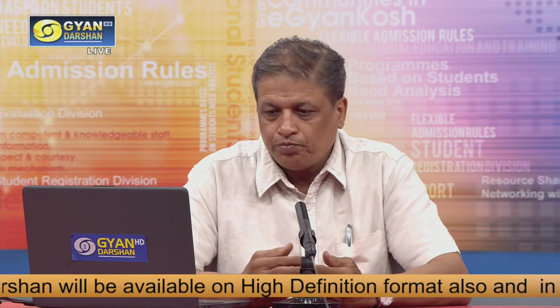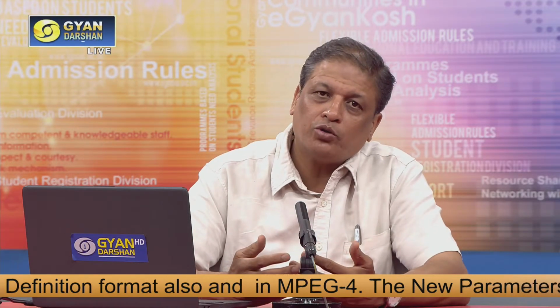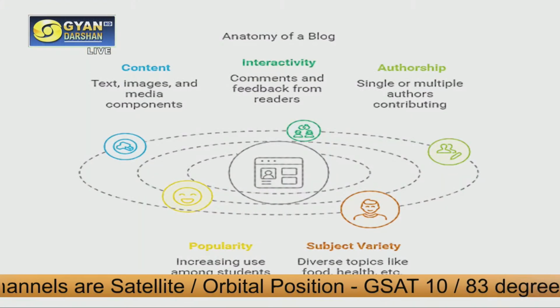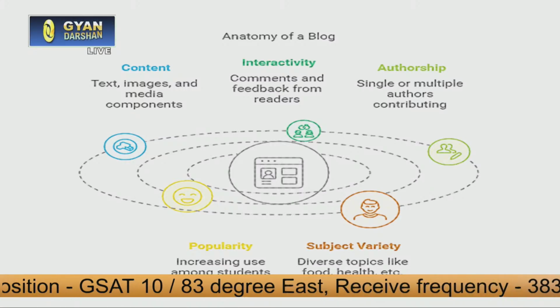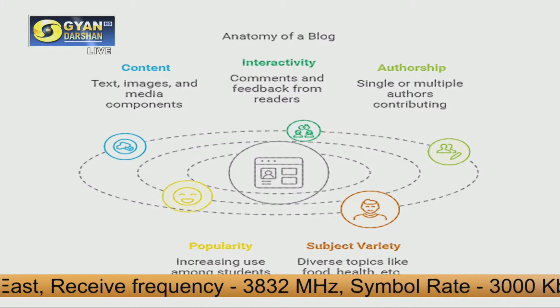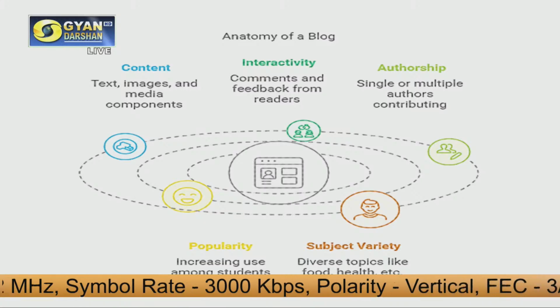But when developing a blog, many questions come to mind: what type of blog should I create, what should be the content, how should I update the blog, how should I market my blog, and so on and so forth. So blogging itself involves an anatomy, and the anatomy of the blog involves the content, which is to be incorporated in a blog. It is comprised of text, images, and media components. Apart from this, you need the interactivity component, wherein you can expect comments from the audience or feedback from the readers.